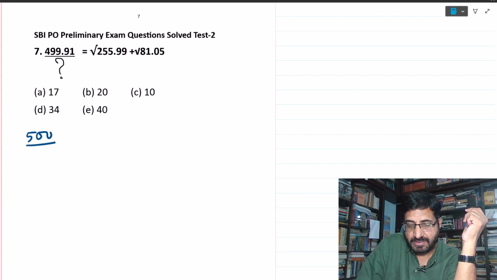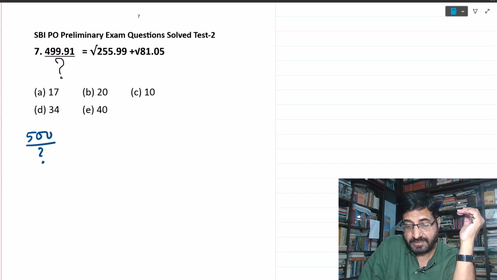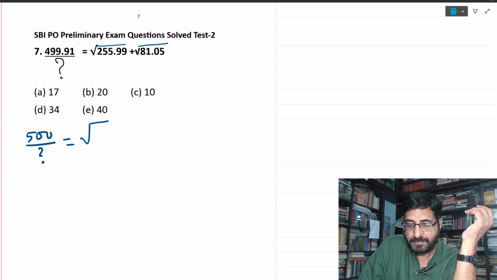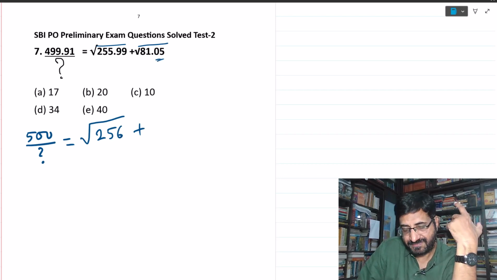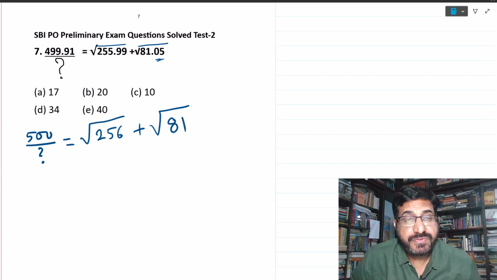Then question mark will be in the denominator. This is equal to the square root only for all this. Okay. 0.99 is near to 1, so this will become 256, plus 0.05 is negligible, so you can ignore it. So what is the square root of 256?